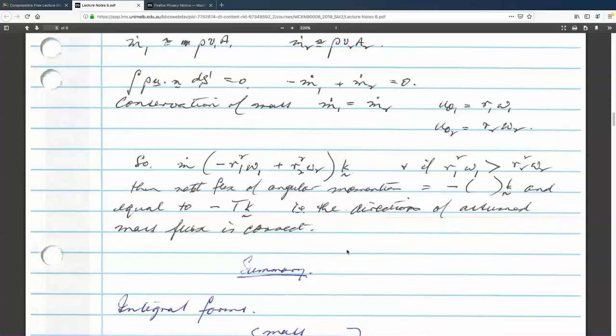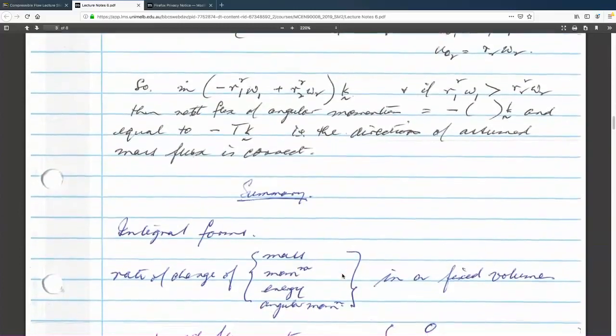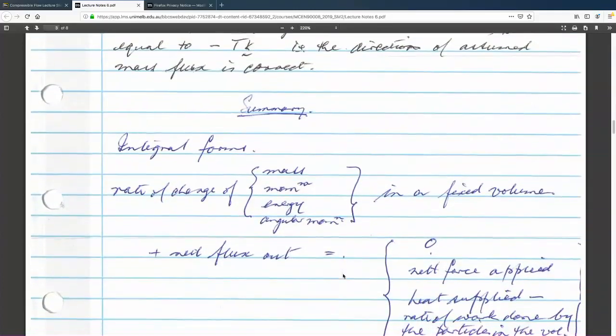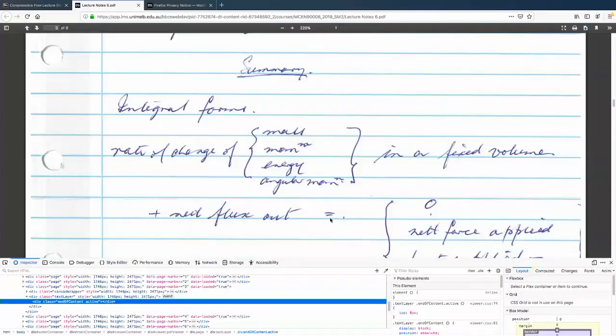All right. So let's talk about a summary now. Where have I been? And so the integral forms are critical. And what are they? I've written them here in several lines. Oh, good God.